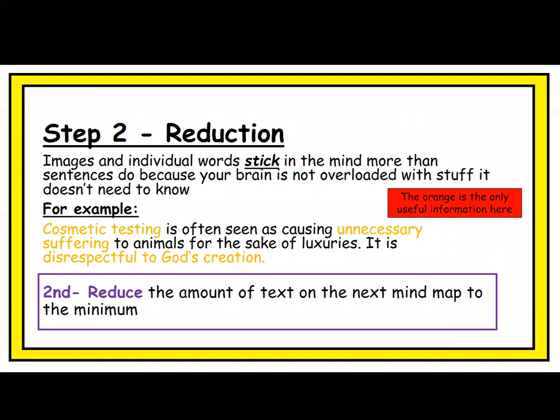So what I want you then to do is use reduction. You could reduce the amount of information that you have put on that page. You could go through and highlight the key bits. So in this, for example, cosmetic testing is often seen as causing unnecessary suffering to animals for the sake of luxuries. It is disrespectful to God's creation. So the highlighted bits are the bits that are the most useful. You'd read through your information again, so you're revisiting it, and because you're having to think about how you would simplify this even further, you are having to think about that information. So again, it's helping it stick in your memory, but you're then highlighting the key points so that they stand out. So it's reducing the amount of text.